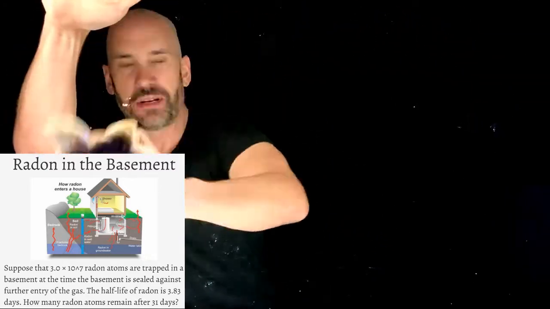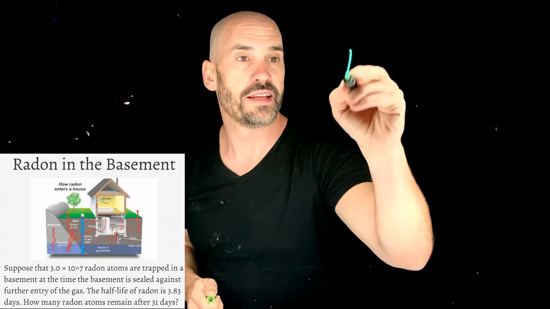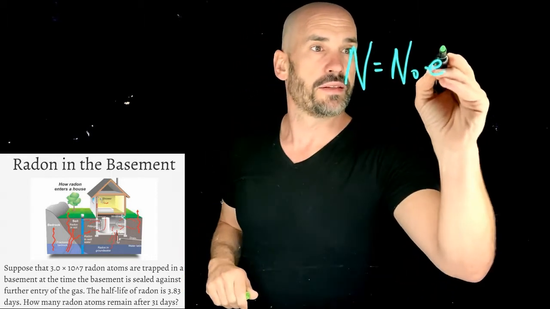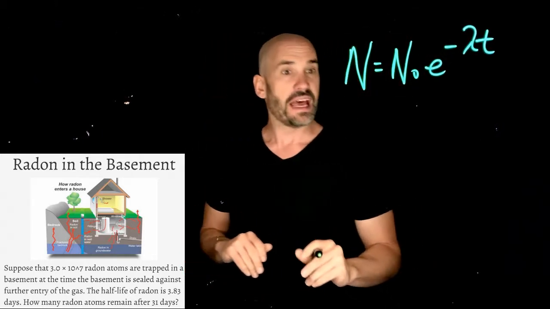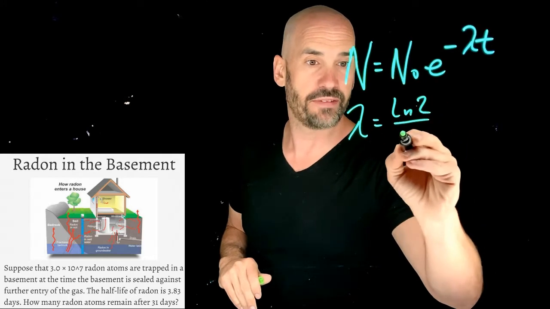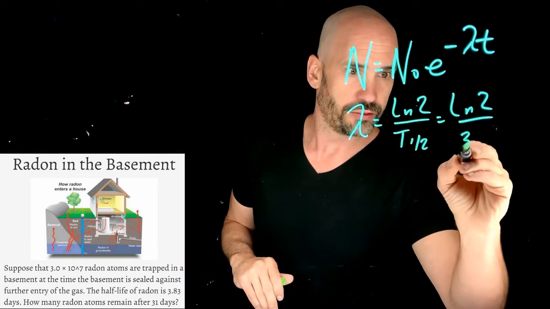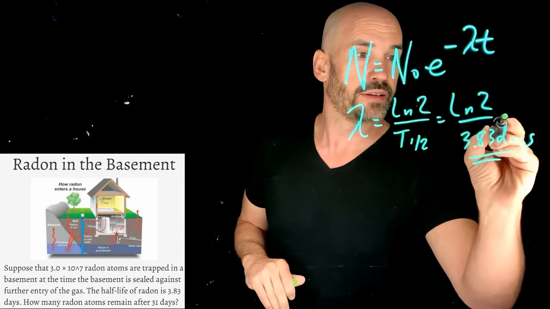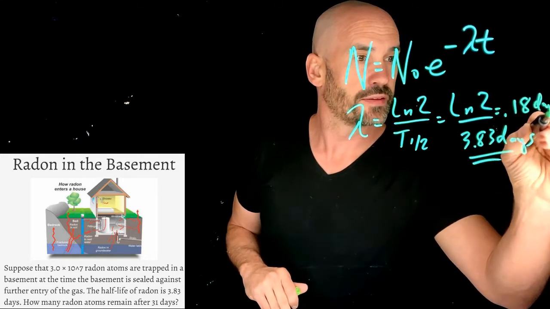Well, you are going to use the same equation that we just learned. That is, the number of atoms left in any sample equals the original number that we started with, times e to the minus lambda t. So what do we know here? We know that the half-life of radon is 3.83 days. That tells us we can easily find our decay constant lambda. Lambda, remember, is just ln of 2 over the half-life, so that's ln of 2 over 3.83 days. Make sure you're being consistent with your units, so that's days. That means that lambda is going to be 0.18 days to the negative 1.